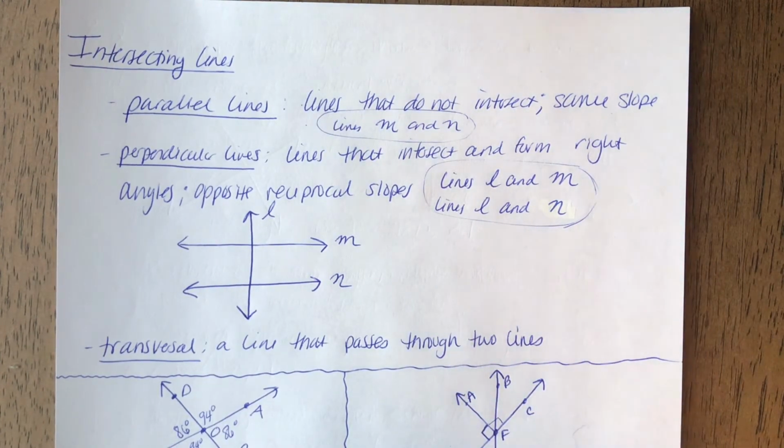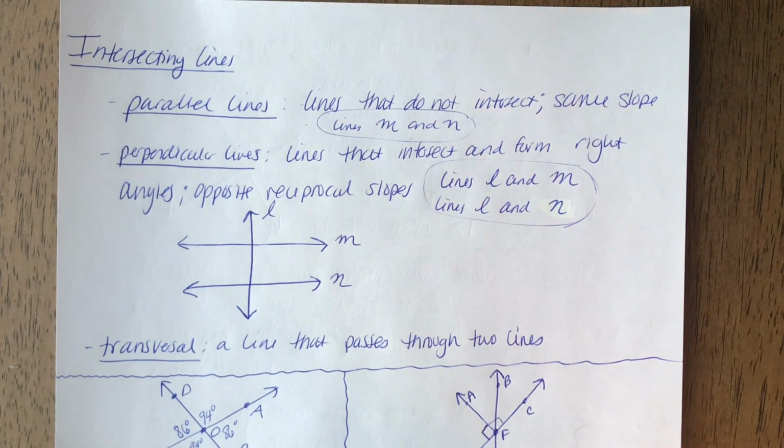We have talked about lines before, intersecting lines. Lines can technically intersect in three ways, two of them special. One way lines can intersect, or not intersect, is if they're parallel. These lines do not intersect and they have the same slope. Perpendicular lines are lines that form right angles, so their slopes are opposite reciprocals.